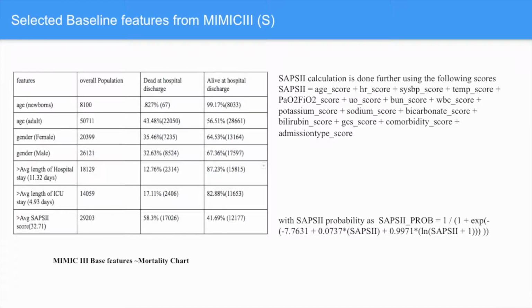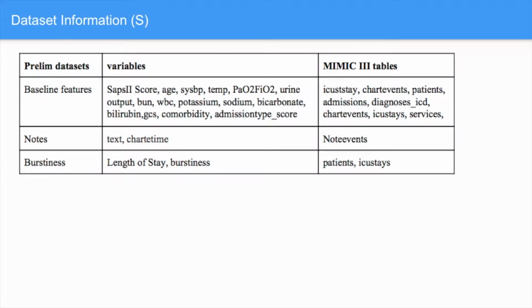For example, we see clearly there is no dependency of age of newborn with mortality, so we have removed the age of newborn from the age score, and we have only considered adults' age while creating views. Second example is the SAPS2 score. We see clearly SAPS2 score has dependency on mortality rate. On the right side, we have included the SAPS2 probability calculation formula used in our project. In this slide, we have tried to explain the variables and corresponding tables used to create each type of dataset.